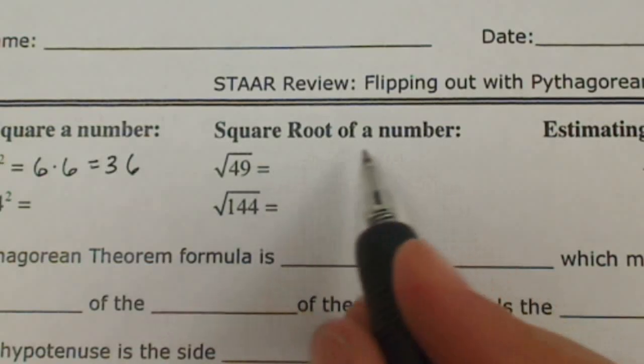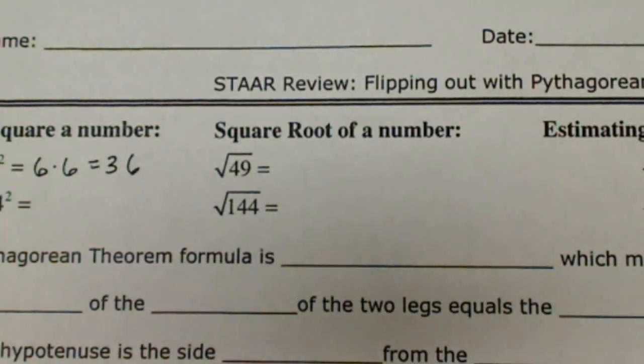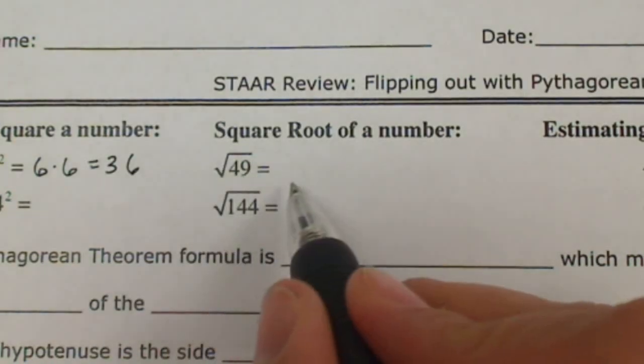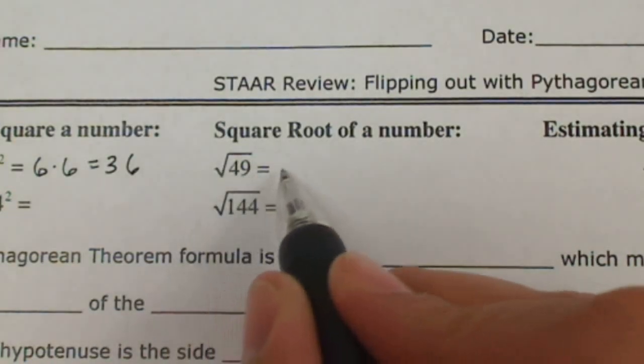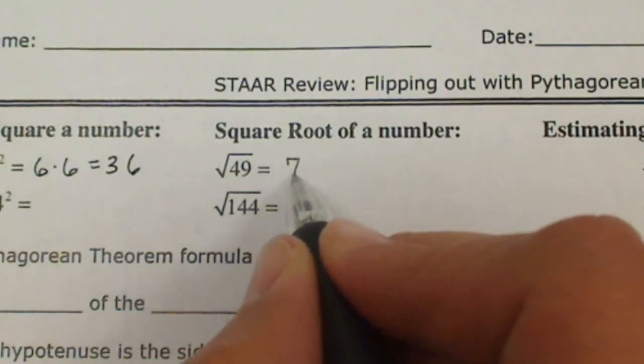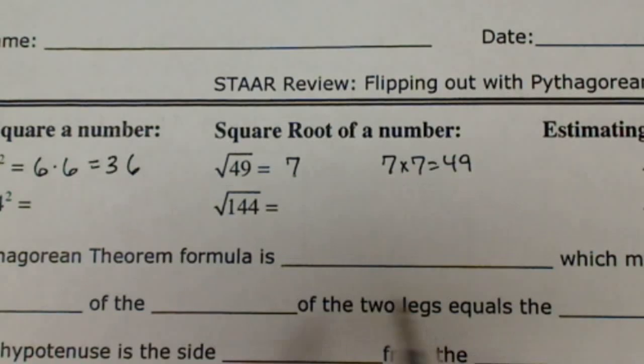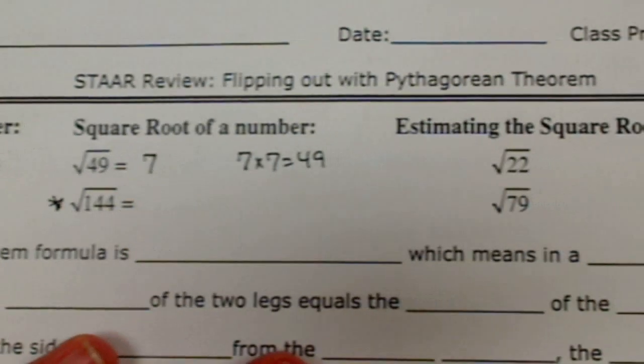Next, I'm going to do the square root of a number. Square rooting a number means that I'm doing the opposite of squaring a number. So if I have the square root of 49, I want to know what number times itself will equal 49. And I know that to be 7 because 7 times 7 is equal to 49. Go ahead and put a star next to the square root of 144. You can go ahead and do that one.